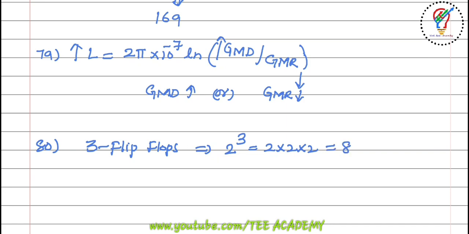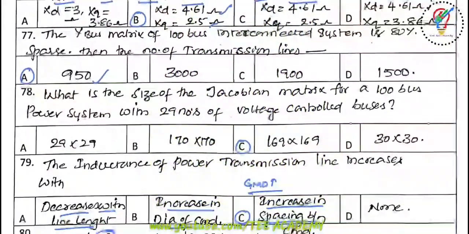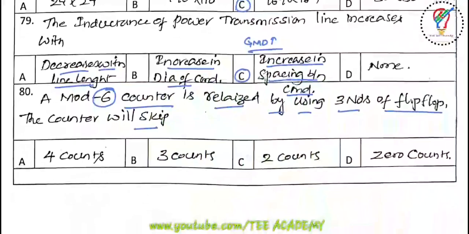But the counter is used to count how many states? 6 states. Actually the number of states is 8, but it's going to count only 6. What is the difference here? 8 minus 6 is nothing but 2. So 2 counts are going to be skipped. For the 80th question, the answer is 2. Okay, so we'll move to the next question here.